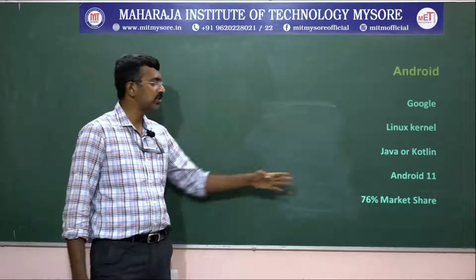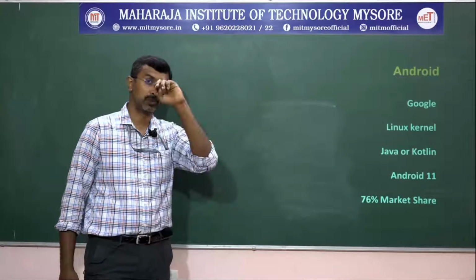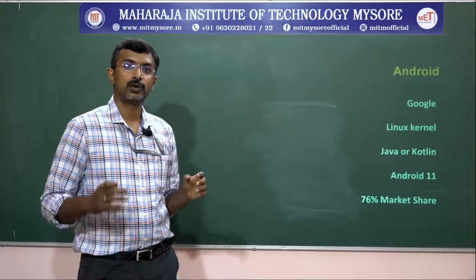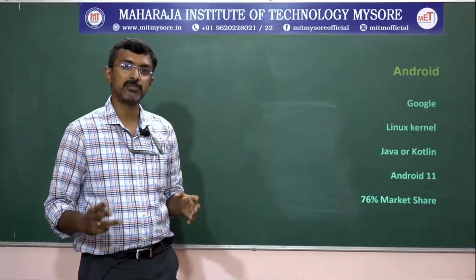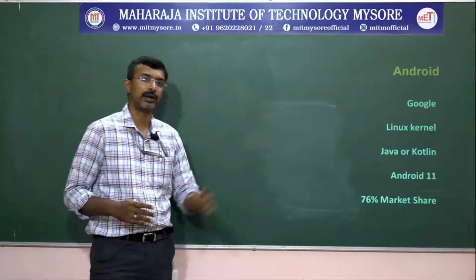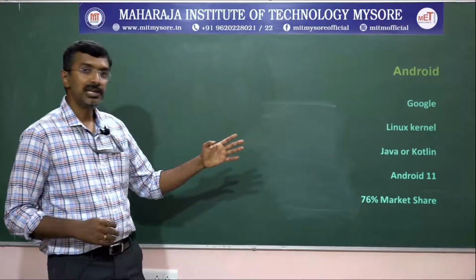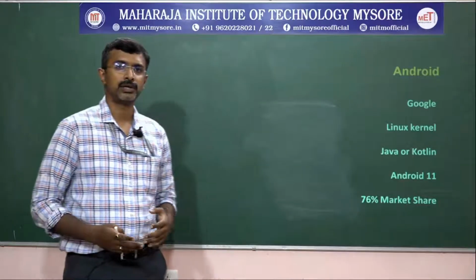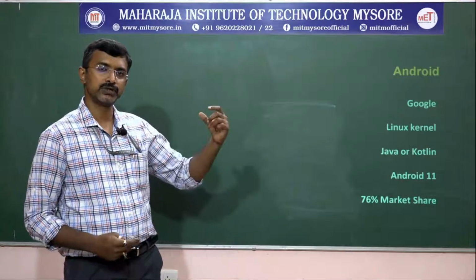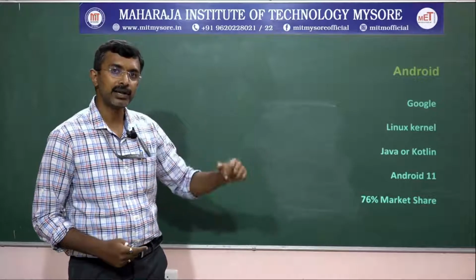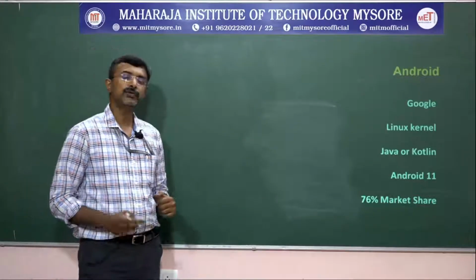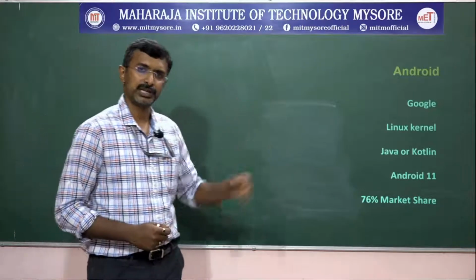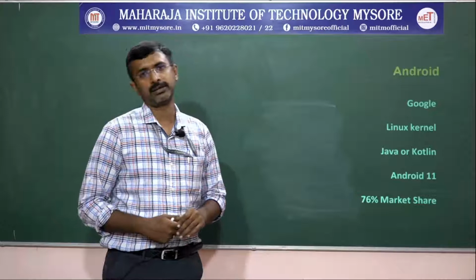It has acquired a market share of 76% throughout the globe. You cannot imagine 76%. Out of every 4 users, 3 of them are using smartphones running on Android. It has released almost 11 versions with backward compatibility. The applications which were using Android 5 still run on Android 11, with limited features of course, and the beauty of it is that it runs on the Linux kernel.